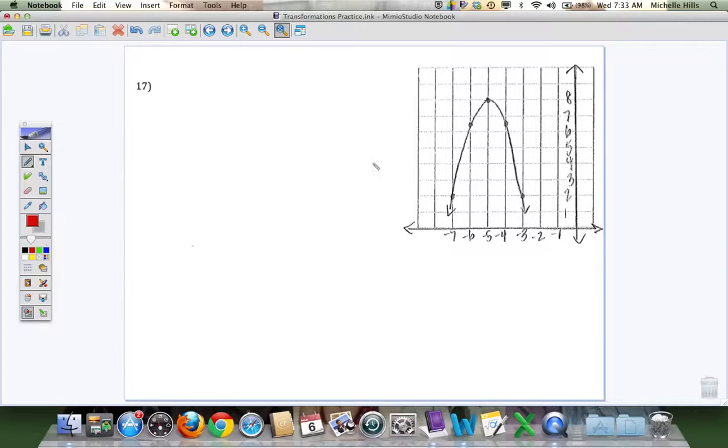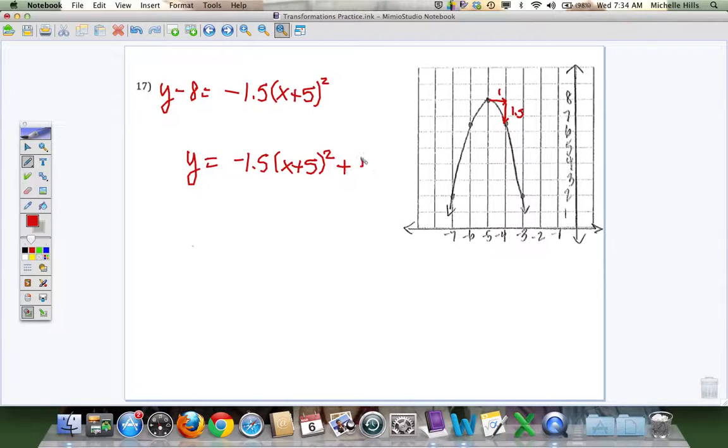In this case, I notice that this thing opens down. I also see that normally when I shift 1, I would move down 1, but I move down 1.5. When I shift 2, I move down 6. So this is -1.5. My x value of my vertex is at -5, so I would have to add 5 to get back to 0. My y is at +8, so I would have to subtract 8 to get back to 0. And then adding 8 to both sides, y equals -1.5 x plus 5 quantity squared plus 8.